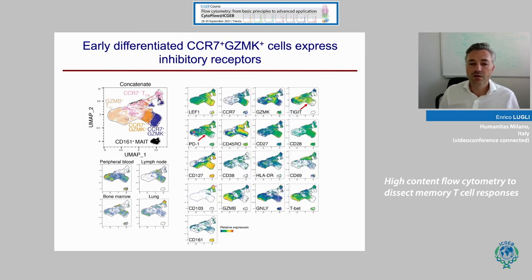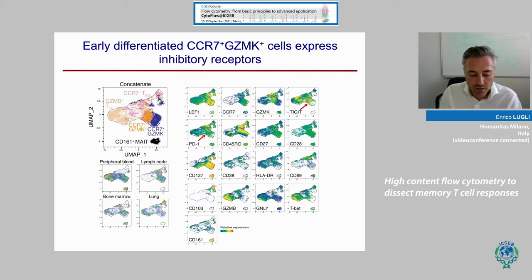This shows you the expression of the different proteins. One important thing was that the granzyme K positive population expresses TIGIT and PD-1. This is important on a couple of aspects. The first one is that we didn't detect any inhibitory receptor expression by mRNA.